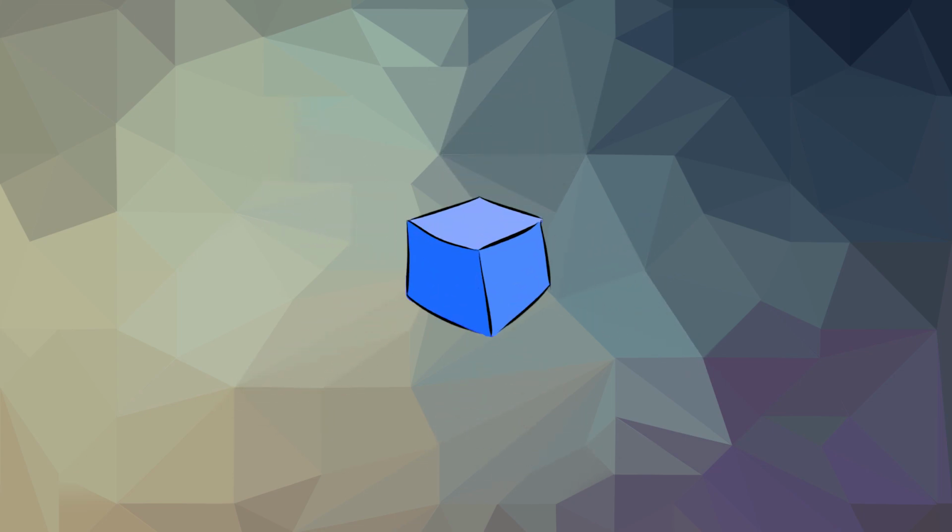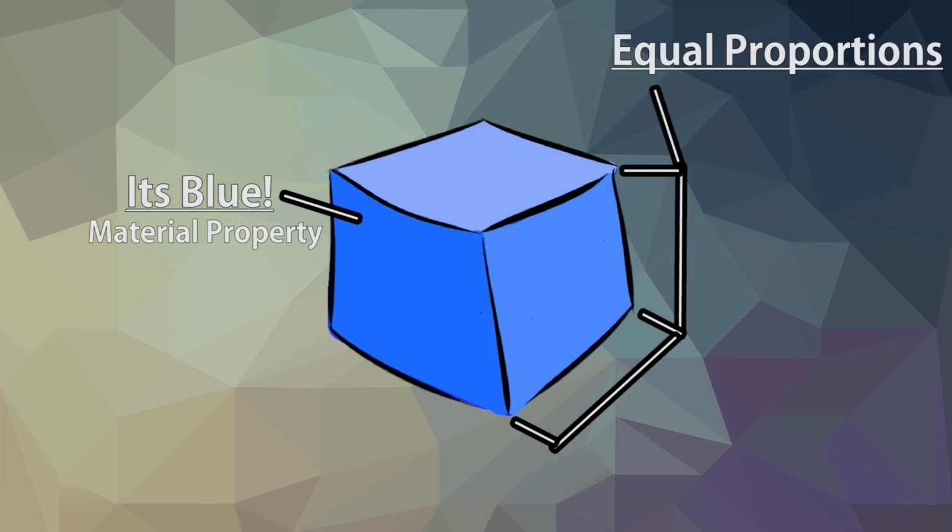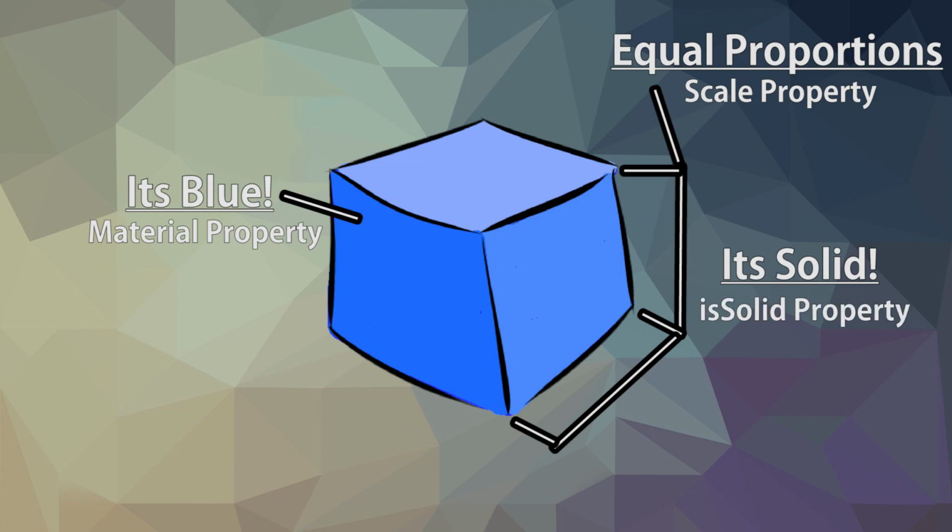To use an example, let's look at this box and list some traits about it. It's painted the color blue. We can say this means it has the material property of blue. It's proportioned in a way that its length, height, and width are all equal. Because this is something we may want to change later, we can say it has a scale property of 1, 1, 1. We can make an assumption that it's a solid object, and therefore does not have any empty space inside of it. Because it could be both, let's say it has a property called isSolid.